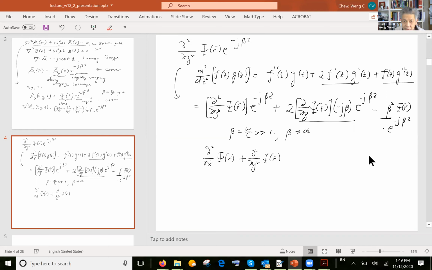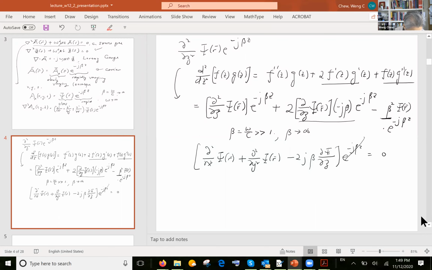And then if I keep the important term in the last term, because this term cancels each other, only this term is left in the last term. So I'm eventually going to end up with something that looks like minus 2j beta d psi dz. Of course, there is an e to the minus j beta z outside, and all this should be 0. And then I can just throw this out.